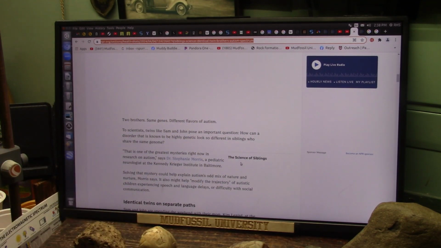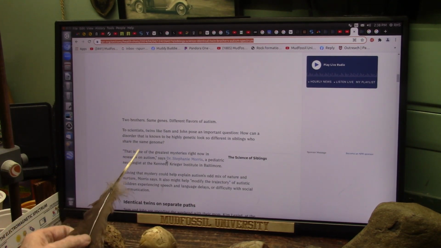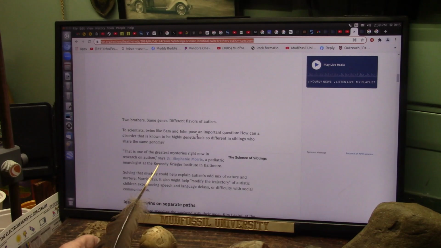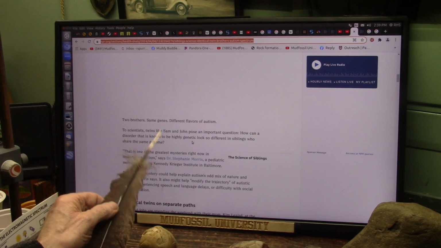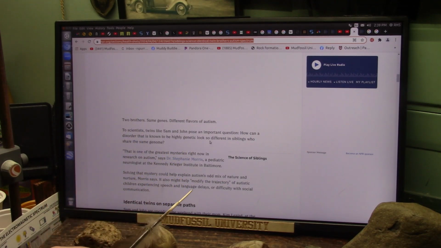To scientists, twins like Sam and John pose an important question. How can a disorder that is known to be highly genetic look so different in siblings who share the same genome?